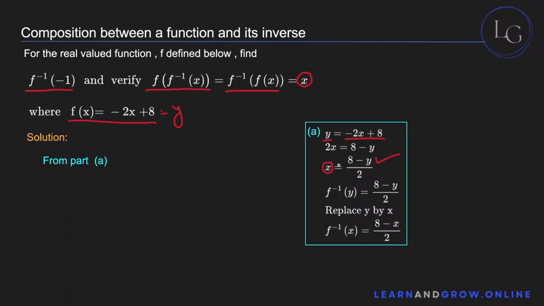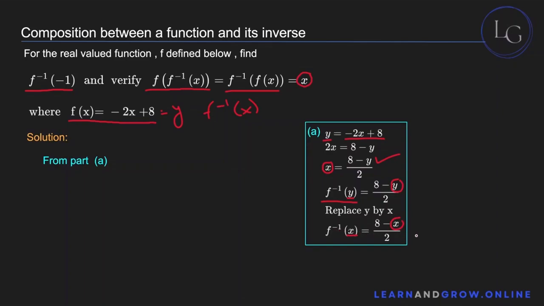Because if y is equal to f of x, then f inverse of y is equal to x, right? So this x can be equated to f inverse of y. So f inverse of y is equal to 8 minus y by 2. But we have to find f inverse of x. So instead of y, you input x. So now this y is replaced with x.